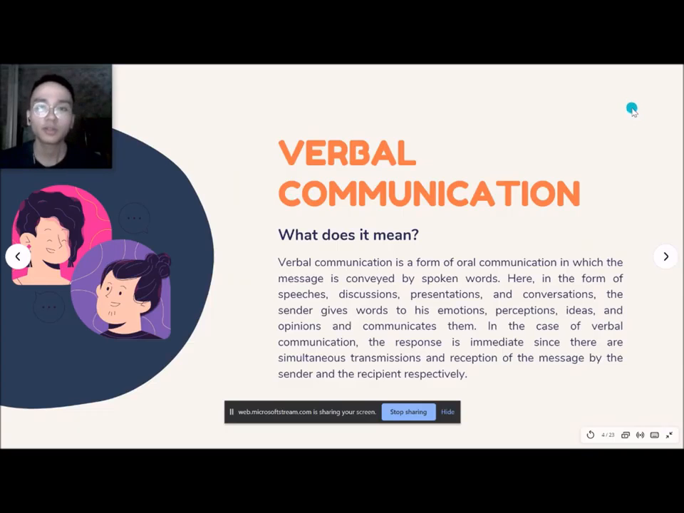Moving on, I'm going to be talking about what is verbal communication. Verbal communication is a form of oral communication in which the message is conveyed by spoken words, in the form of speeches, discussions, presentations, and conversations. The sender gives words to emotions, perceptions, ideas, and opinions and communicates them. In the case of verbal communication, the response is immediate since there are simultaneous transmission and reception of the message by the sender and the recipient respectively.